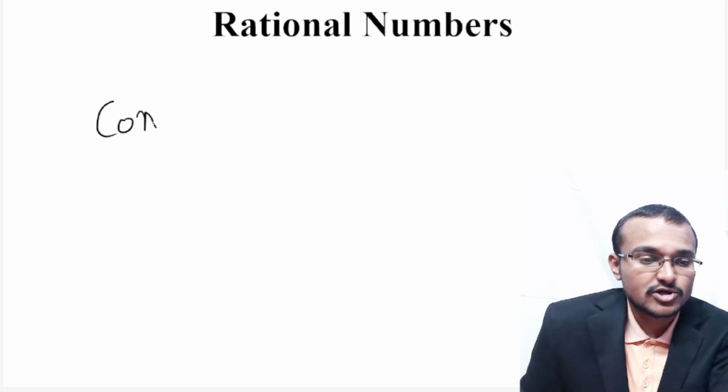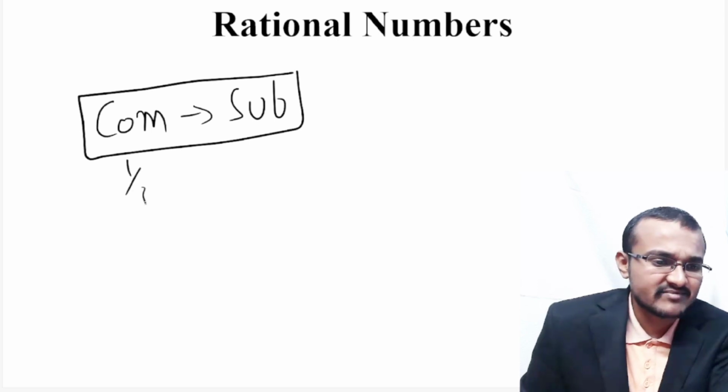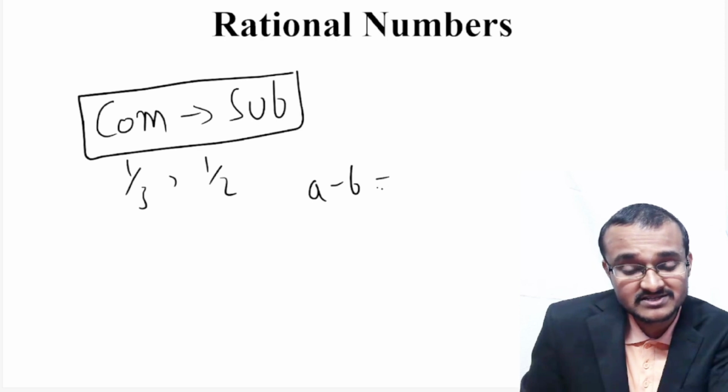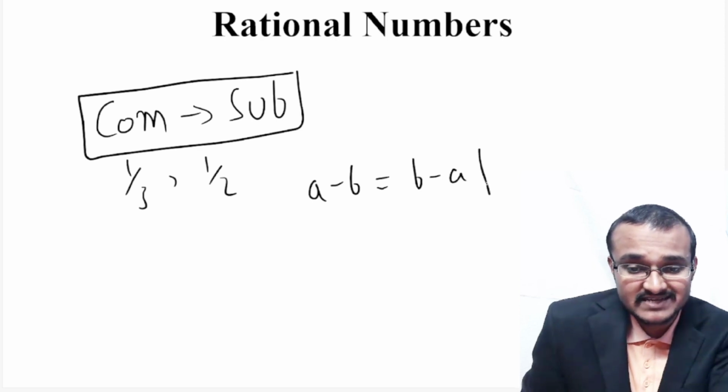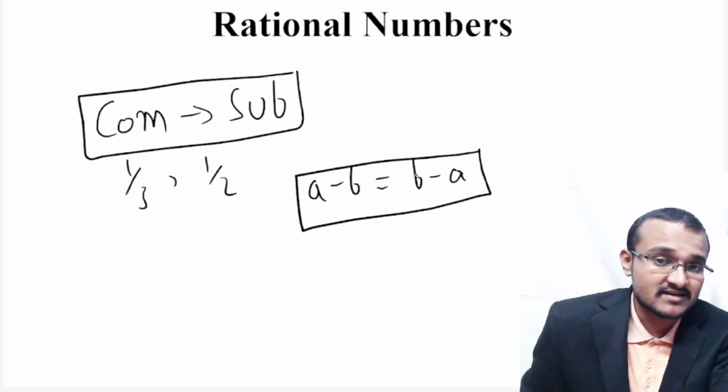Now let us come to commutative property under subtraction for these rational numbers. Let us take the same example, 1 by 3 and 1 by 2. Let us see whether this particular condition is satisfied or not. So the condition is a minus b should be equal to b minus a. So let us check whether this condition is satisfied or not.